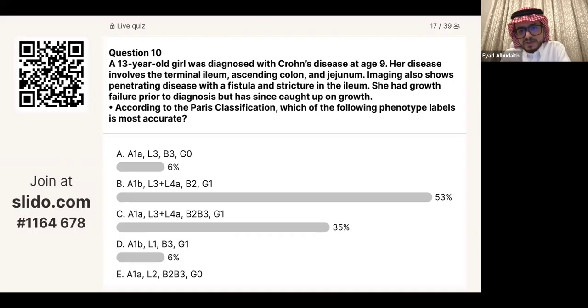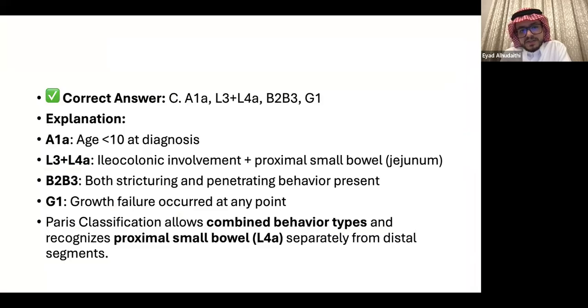So the idea of this question, I don't expect you to memorize the Paris classification by heart, but at least know it's important, because it's one of the causes of choosing upfront anti-TNF or just going with the conventional therapy. So the correct answer is C.